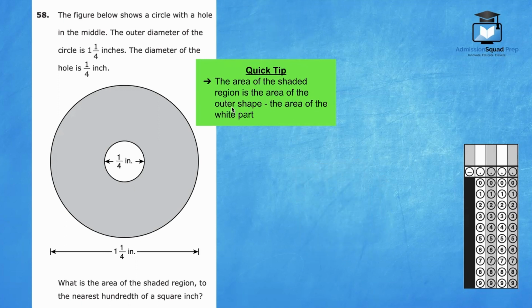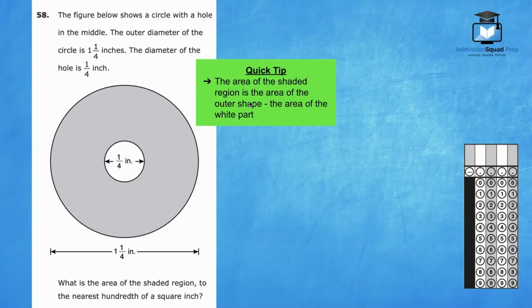Number 58, the figure below shows a circle with a hole in the middle. The outer diameter of the circle is 1 1/4 inches. The diameter of the hole is 1/4 inch. What is the area of the shaded region to the nearest hundredth of a square inch?